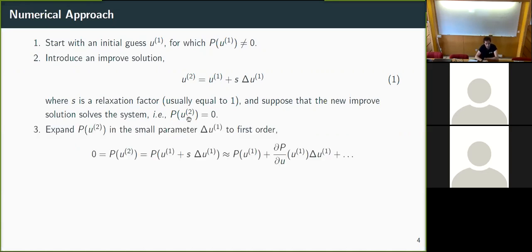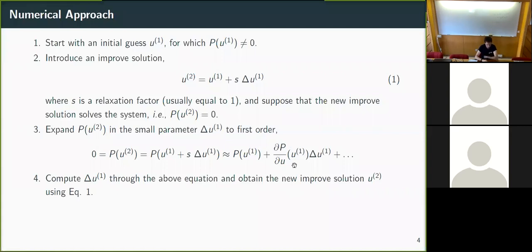Then you can expand this P of U2 in the small parameter delta U to first order and obtain this equation here. This we know because you know the initial guess, so you just have to compute the derivatives and you'll get an answer. This is the Jacobian that we must provide, so this we also know. So we can compute this delta U.